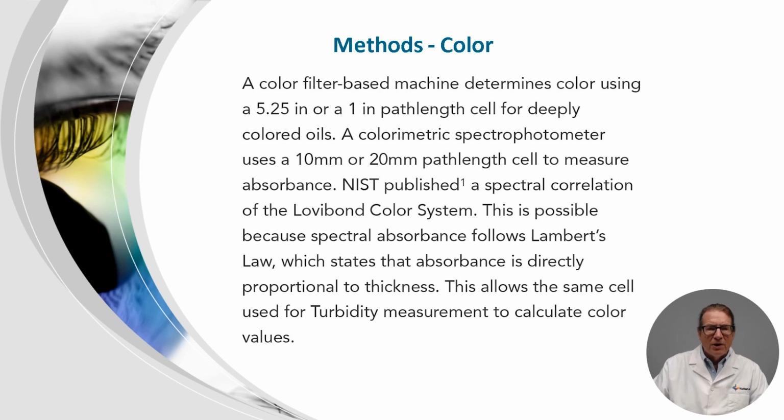The primary purpose of method 13J is to measure the color of a fat or an oil automatically. This presentation will show that turbidity affects color. And to prove this, what we want to do now is measure the color of the same sample that we just determined the turbidity for.